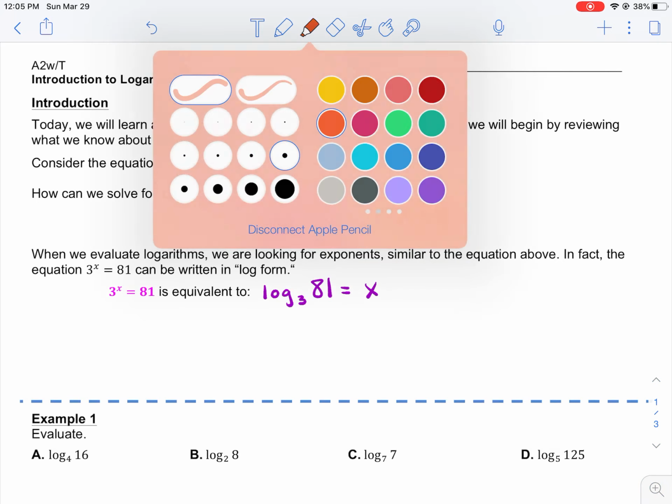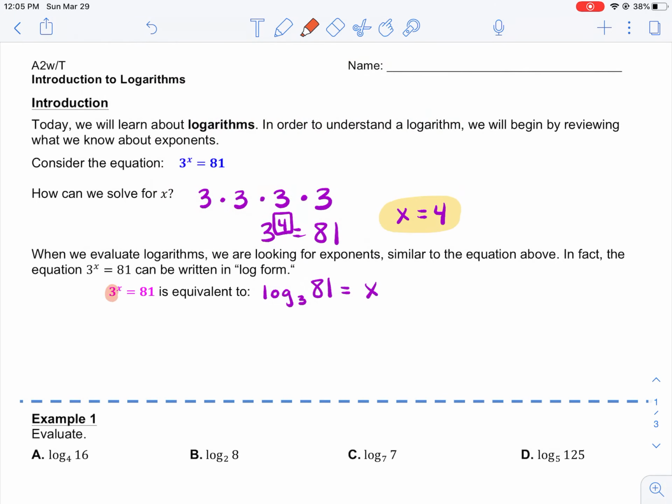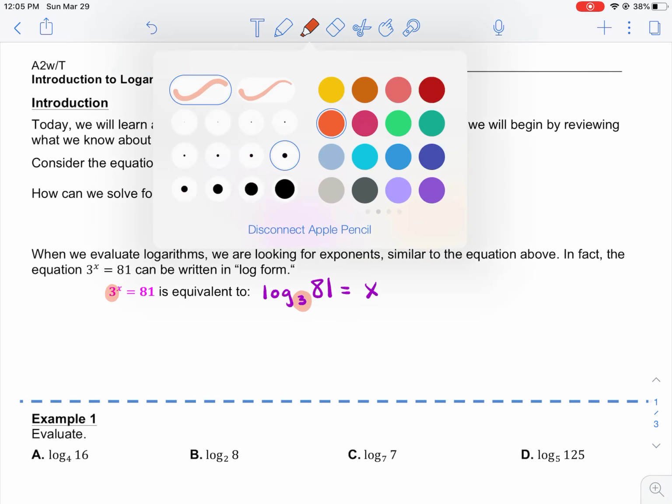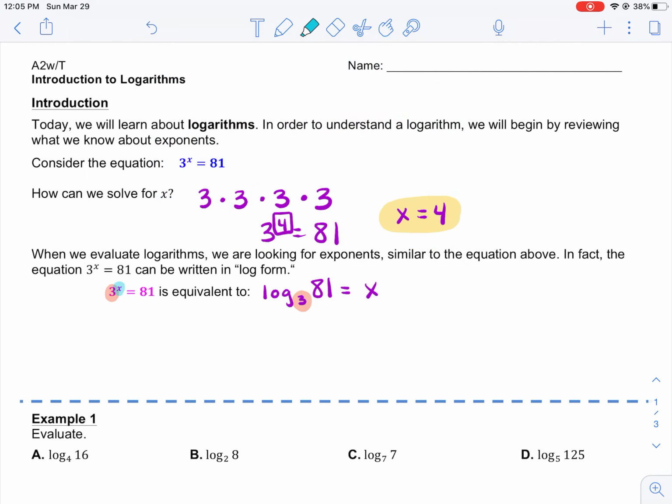So I'm going to try to color code this for you. The base of the exponent, 3, becomes the base of the log. And that base is a little bit smaller than the rest of your terms, and it falls below your normal line that you write on. The exponent, this is what we're going to be looking for, is what the log is equal to. So logs equal exponents. That's one of the takeaways I want you to understand after today's lesson.